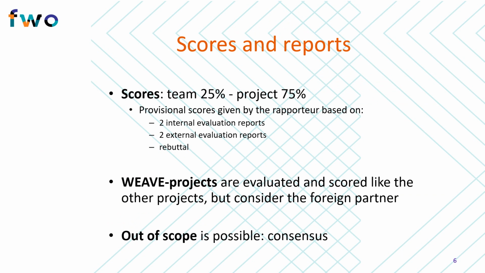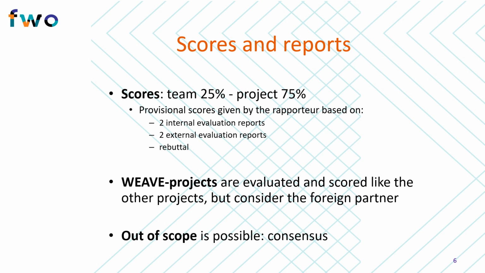The total score for an application in this funding scheme consists of a team score, counting for 25% of the total weighted score, and a project score, counting for 75% of the total weighted score. At the start of the meeting, the applications are provisionally ranked based on the scores given by the rapporteur. To come up with these scores, the rapporteur took into account 2 internal evaluation reports, 2 external evaluation reports, and the rebuttal by the applicants. As panel member, you have access to these 5 documents via the e-portal as soon as they become available, so at the very least in the days before the panel meeting and during the meeting itself.